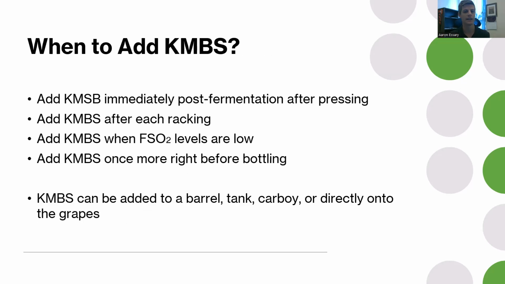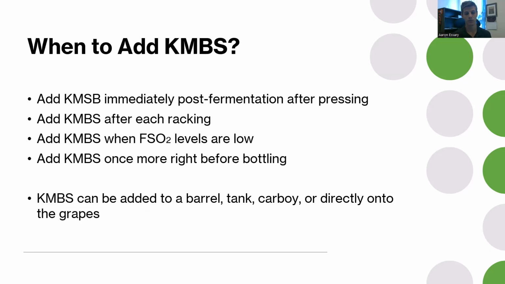Okay, so when to add KNBS? Quick answer: immediately post fermentation, after pressing. If you're making red wine, you get through fermentation, I've pressed it, okay, I have wine now. It's in a tank, it's in a barrel. Add some KNBS after pressing. Add KNBS after each racking. Every time you rack a wine, when you move it from one tank to another, or from a tank to barrel, or from barrel back to tank, you're usually picking up oxygen with each movement. So add KNBS after each racking.